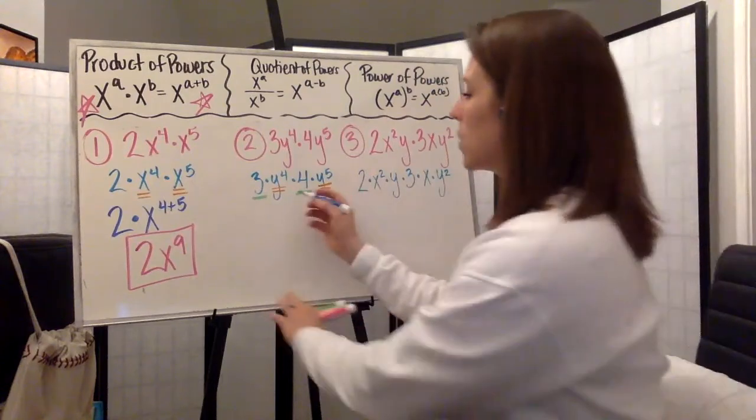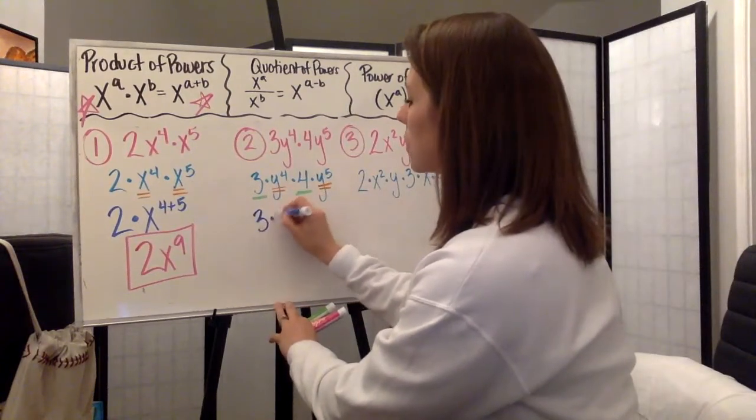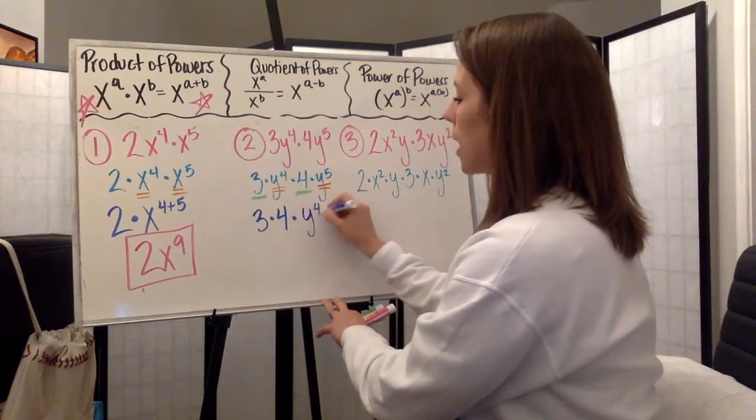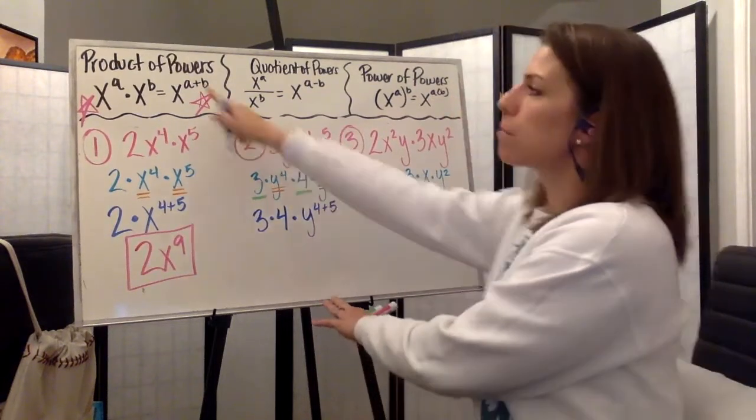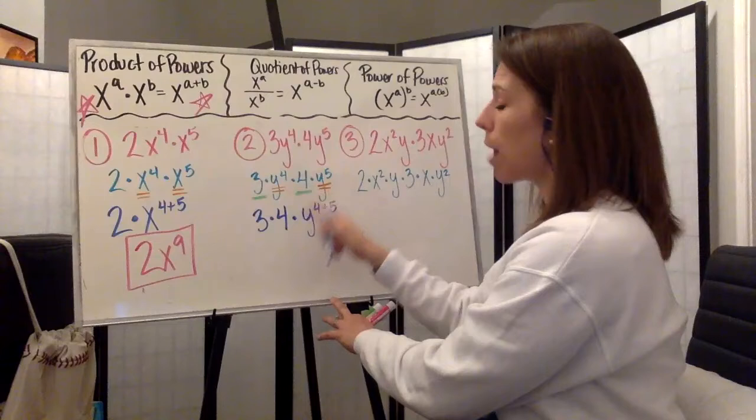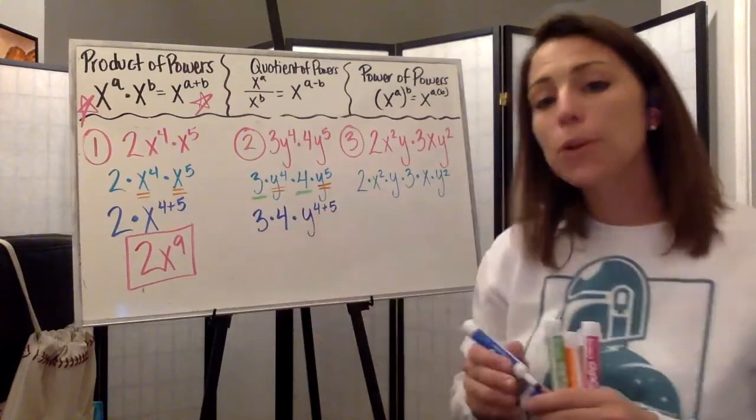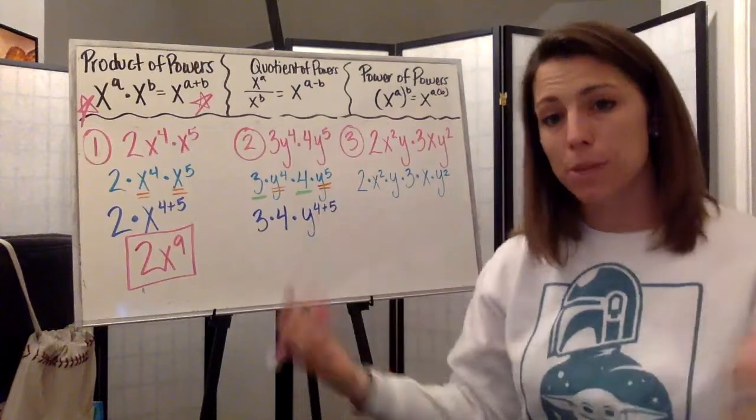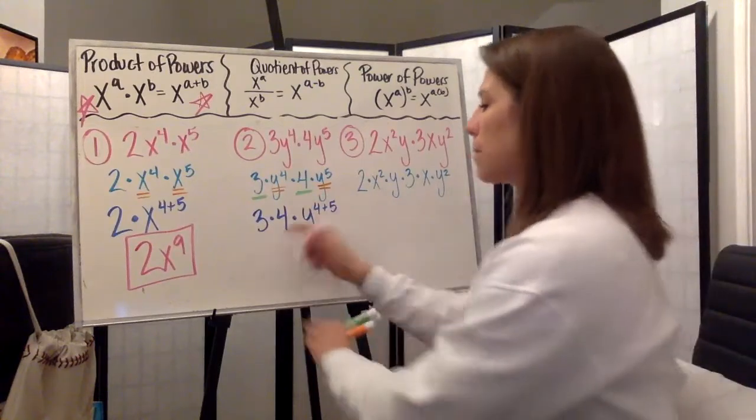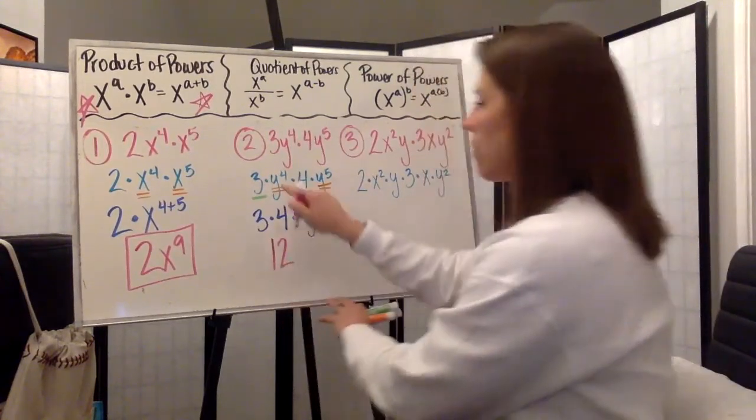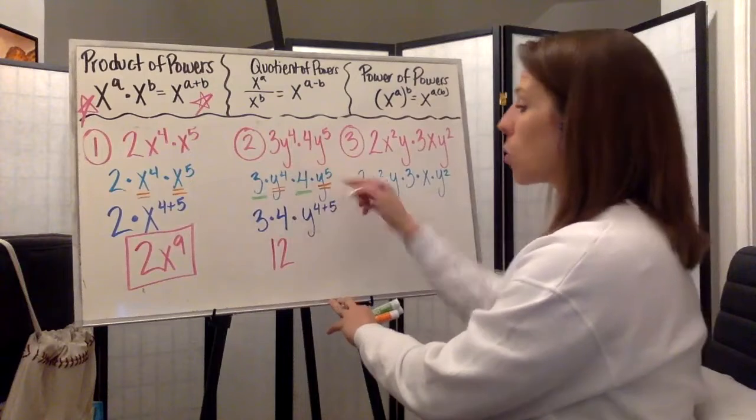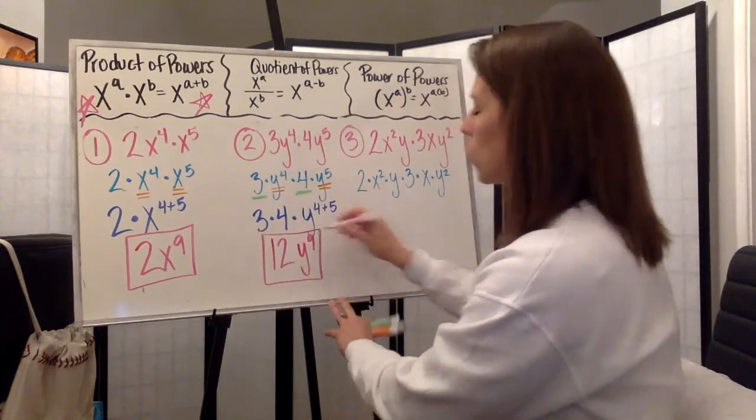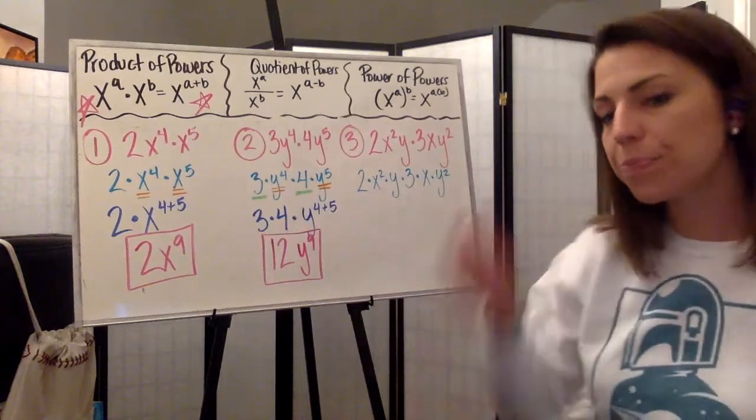So really what I'm going to do here is I'm going to do 3 times 4, because that's math that I can do, times 4 y's plus 5 more y's. So I'm only applying the product of powers property to the powers, but at the same time, I'm going to multiply those 2 coefficients because I can. And simplify means do as much math as you can. So 3 times 4 is 12, 4 of those y's, and then 5 more makes y to the 9th. So my final answer here, 12y to the 9th.